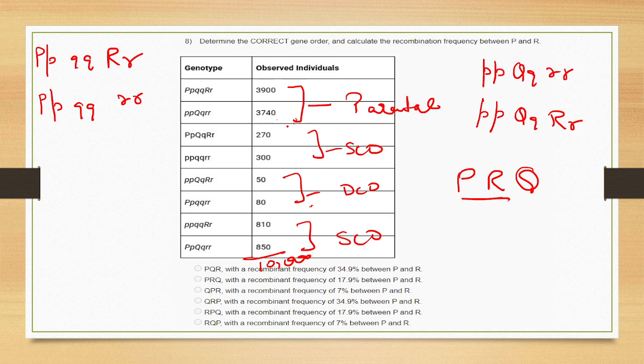Now we have identified parental and double crossover. Now the second task is to compare your parental classes with your double crossover classes.